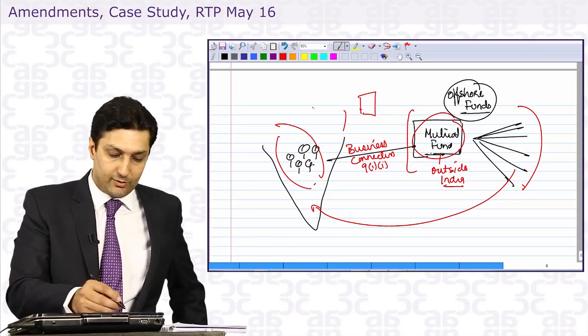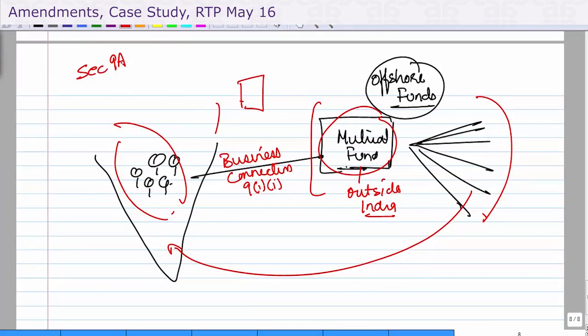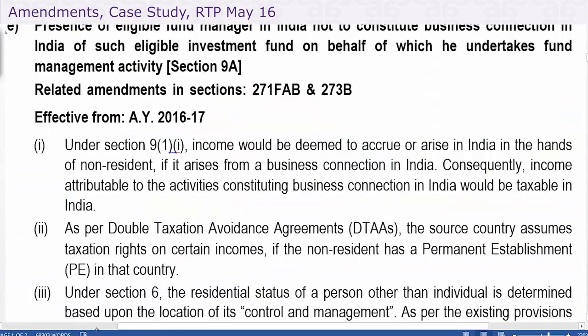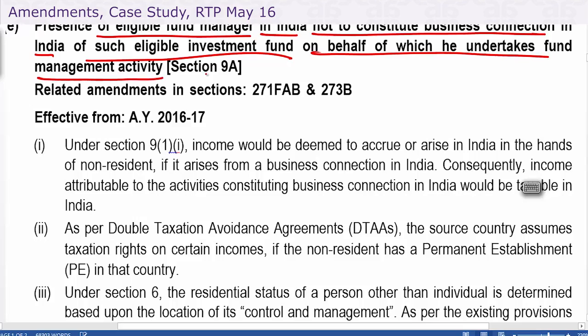So this is an amendment which is only now making sure that if there is an offshore fund which is working outside India, the mere fact that a fund manager is in India will not amount to a business connection. Therefore, foreign income will not be deemed to accrue or arise in India. Now that's the amendment. We will just go through it. We said presence of eligible fund manager in India not to constitute business connection in India of such eligible investment fund on behalf of which he undertakes fund management activities, section 9A.